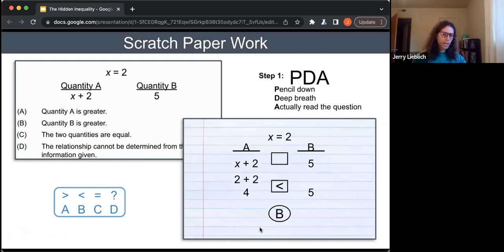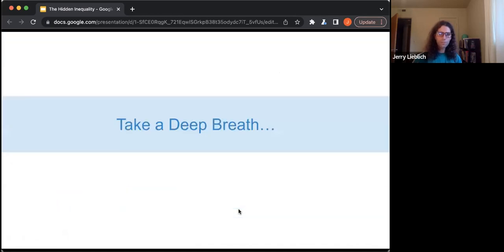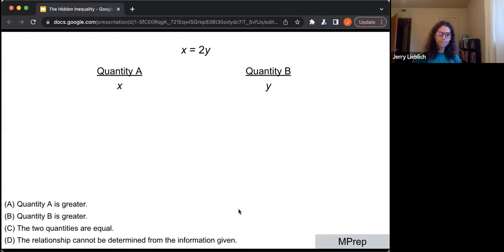Okay, so we're going to try a fairly fundamental question. Doesn't mean it's easy, but just fundamental in that they get more complicated. And from that, we're going to talk about the overall aim on a QC problem. And from there, we're going to start moving into this new technique. So start with a deep breath, and send me your answer in the chat when you have it, please.